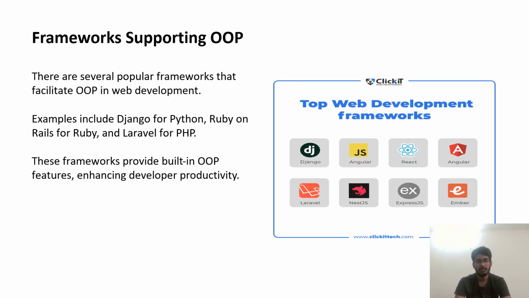Frameworks supporting OOPs. There are several popular frameworks that facilitate OOP in web development. Examples include Django for Python, Ruby on Rails for Ruby, and Laravel for PHP. These frameworks provide built-in OOP features, enhancing developer productivity.